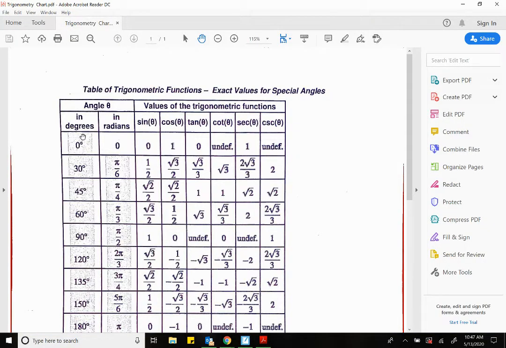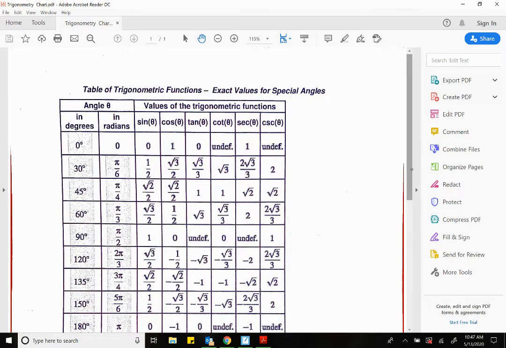So here's 0 degrees. Here is sine. So the answer is 0. Okay, I want you to start using this chart to help you out. This column is all about degrees. This column is all about the radians for that same measure. And then out here, you can see all the answers for sines, cosines, tangent, cotangent, secant, cosecant.